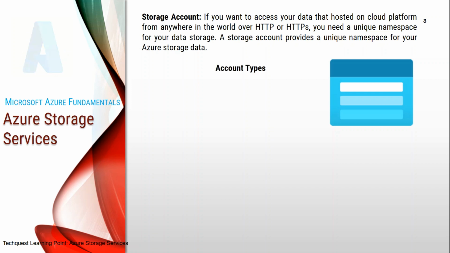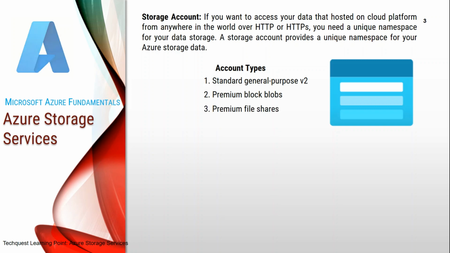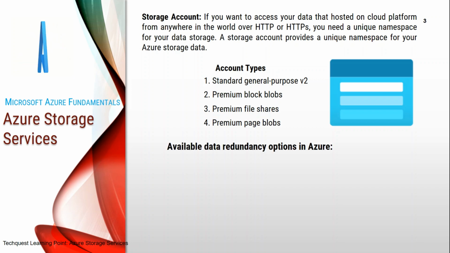Storage account type. On the basis of storage services and data redundancy options, four types of storage accounts are available in the Azure cloud. Number 1, standard general purpose v2. Number 2, premium block blobs. Number 3, premium file shares. Number 4, premium page blobs. These storage account types come with the following redundancy options.